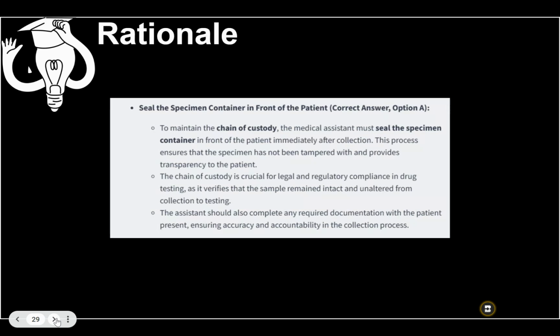To maintain the chain of custody, the medical assistant must seal the specimen container in front of the patient immediately after collection. This process ensures that the specimen has not been tampered with, and it also provides transparency to the patient. Now, the chain of custody is crucial for legal and regulatory compliance in drug testing, as it verifies that the sample remained intact and unaltered from collection to testing. The assistant should also complete any required documentation with the patient present, ensuring accuracy and accountability in the collection process.